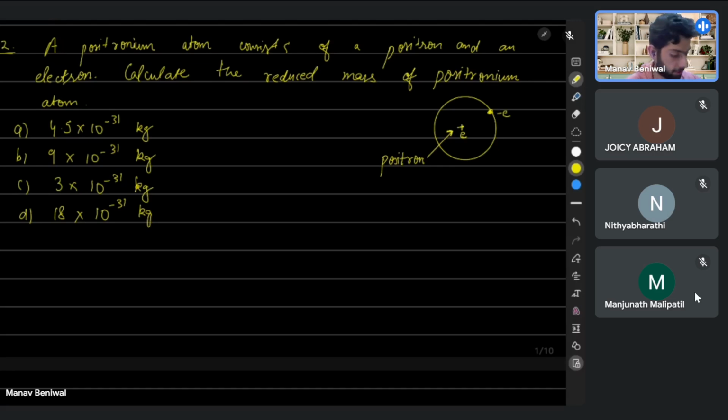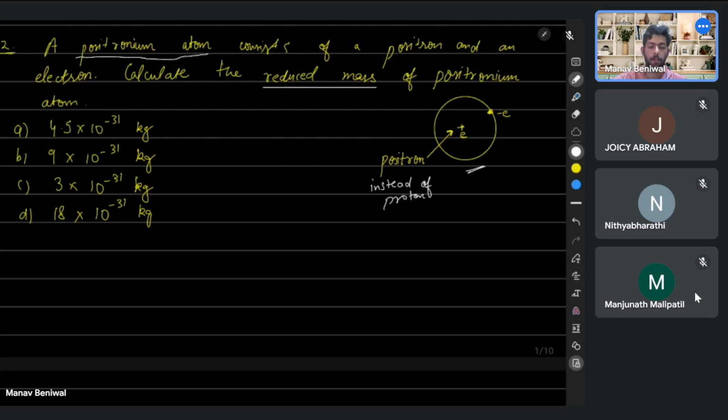So I'll explain the question once again. We have a positronium atom, and this is the positronium atom which we have drawn here. Now at the center we have a positron instead of a proton, and then we have an electron outside. What we have to do is calculate the reduced mass of this atom. Fine. Now, how do you define the reduced mass of any two-body system?